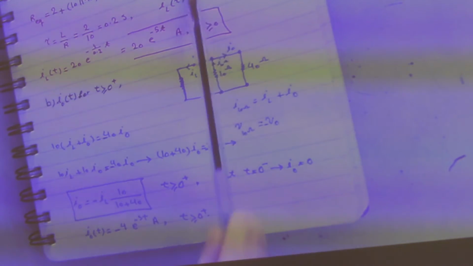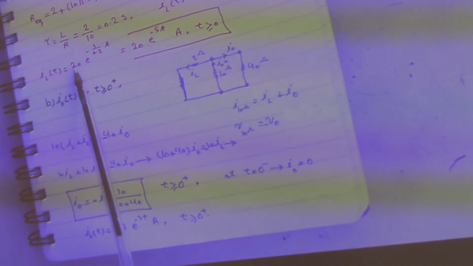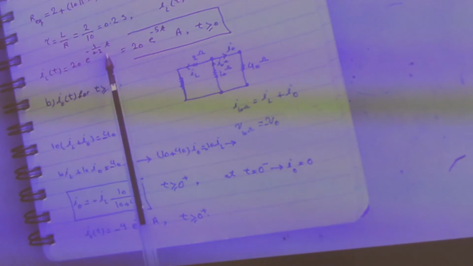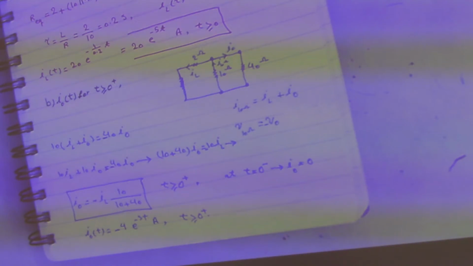We know the value for I naught, 20. We know the value for R over L and t. So we get this equation for iL(t). Questions?